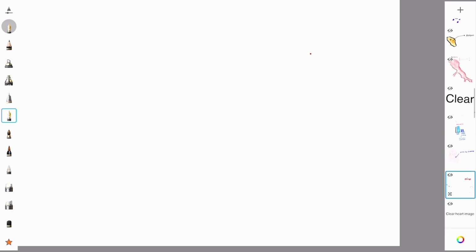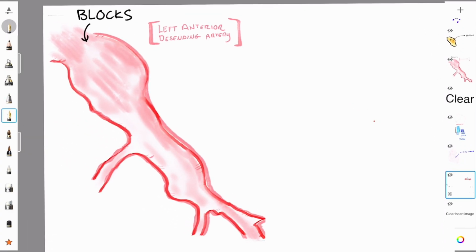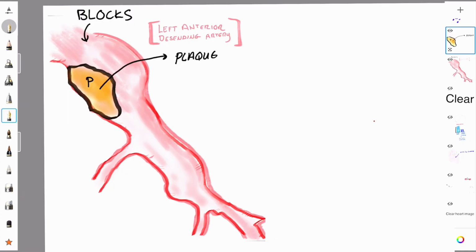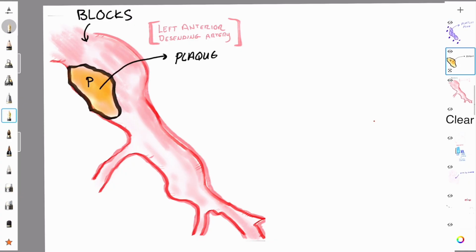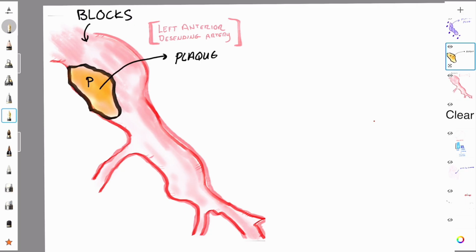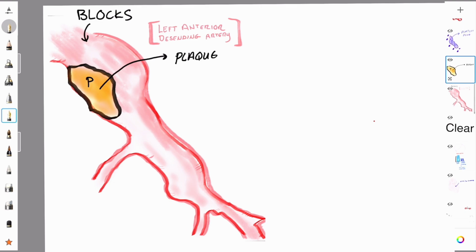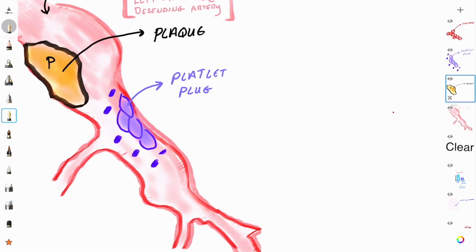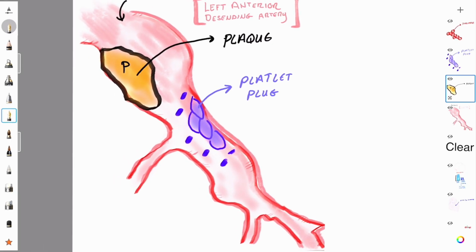So now, here we are again. We have this blockage, right? We have this plaque. Now, plaque is not the only thing that could cause these blockages. You also have a tremendous amount of platelets circulating in the blood, and in the presence of plaque, and in the presence of inflammation, and in the presence of complications surrounding coronary artery dysfunction, we can get platelets that also coagulate, and they can cause blockages, right? And we call that a platelet plug.